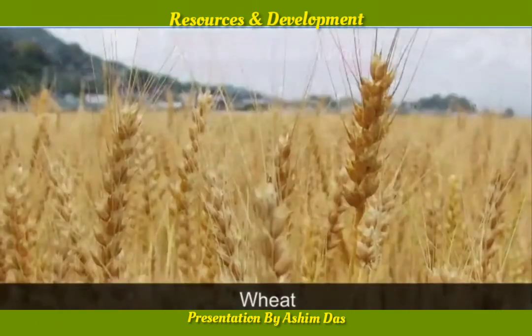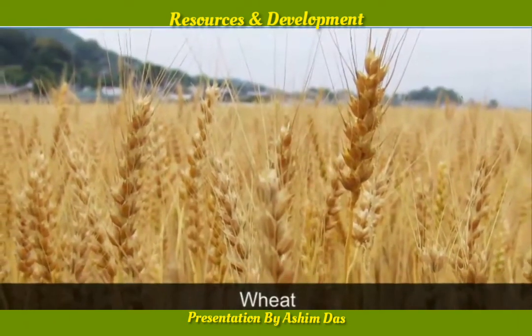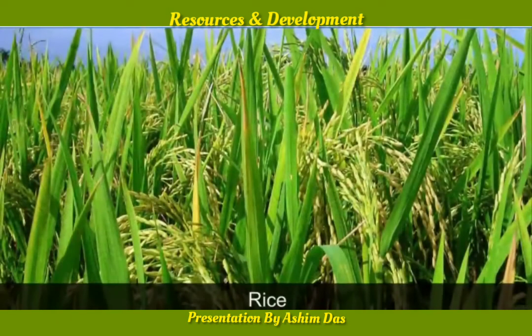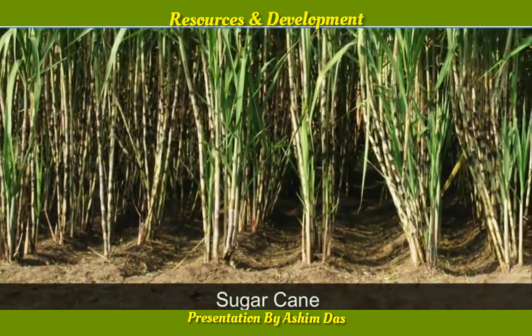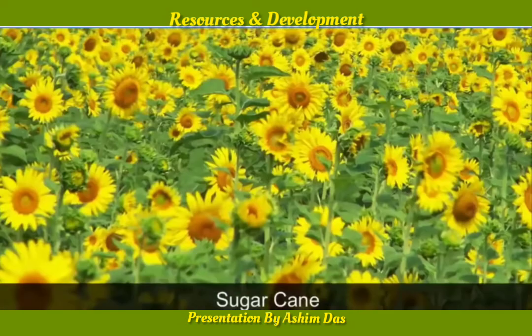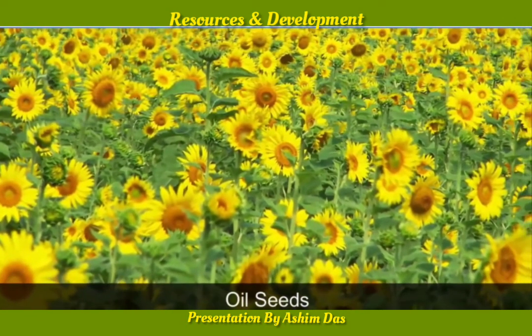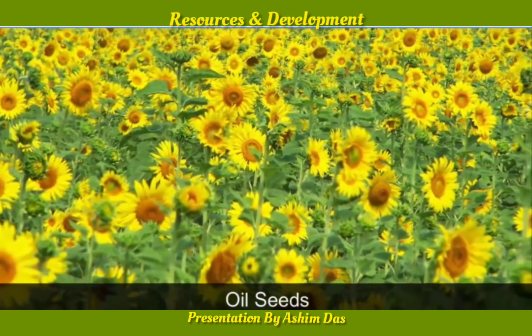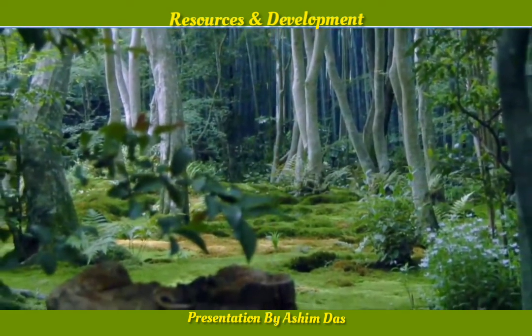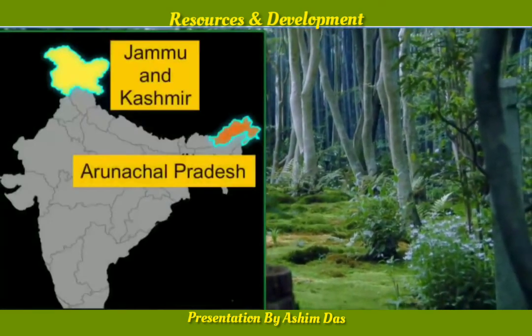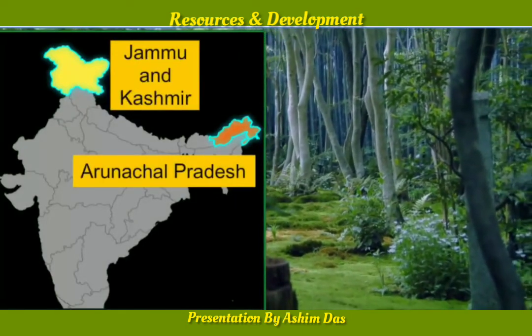However, wheat, rice, sugarcane, and oilseeds are cultivated in forest soils of many parts in Jammu and Kashmir and Arunachal Pradesh.